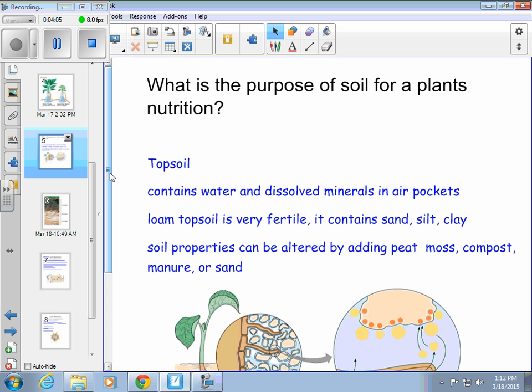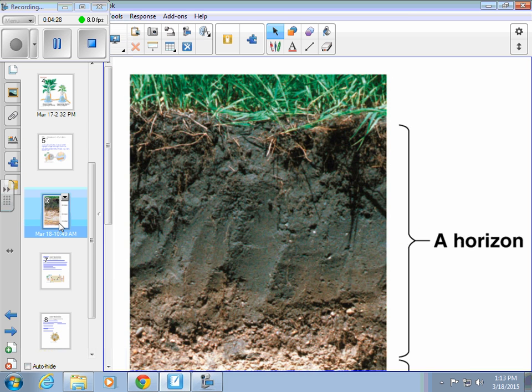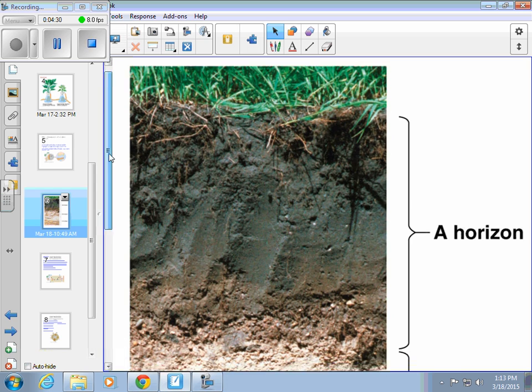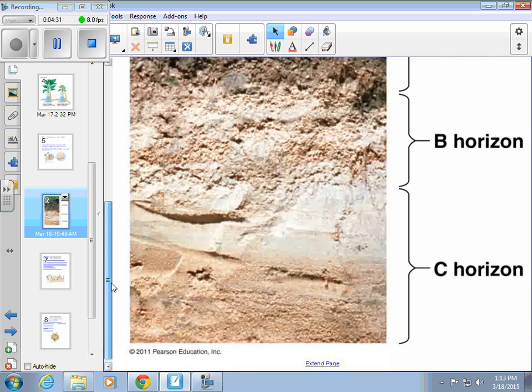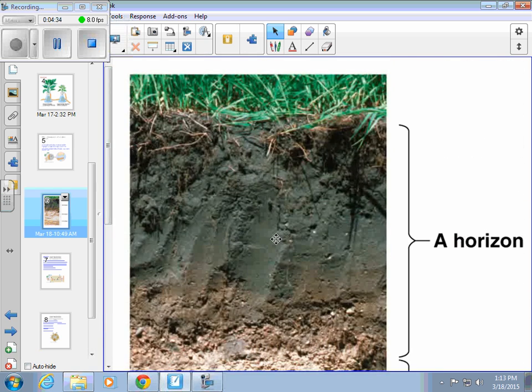The purpose of soil for plants is this is where the water and dissolved minerals are. They are pooling in the air pockets of the topsoil specifically. I'm going to show you just a picture. I'll come back to this, but here's a picture of the different layers of soil. Topsoil would be horizon A.